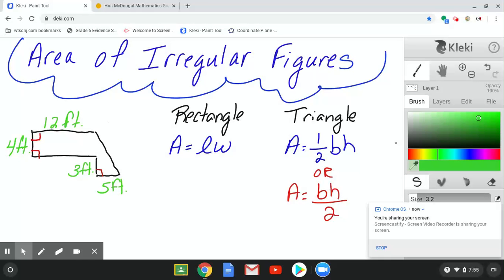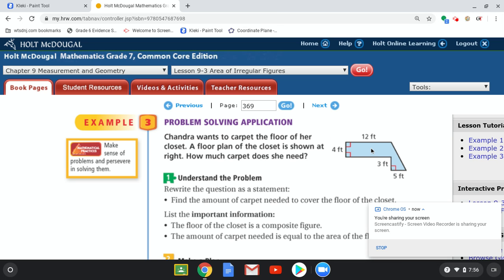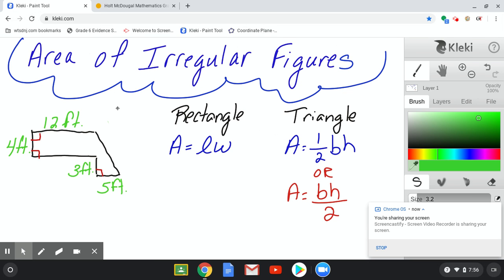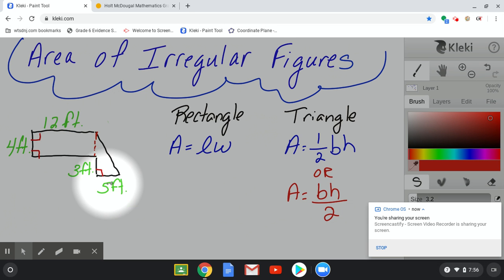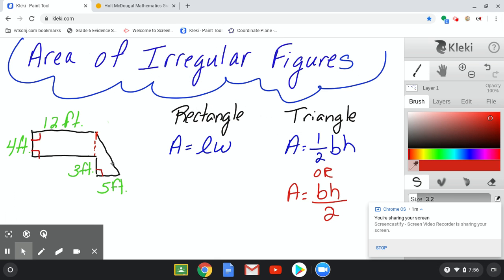This is exactly example 3 from your textbook on page 369, and I kind of duplicated the figure. It's this one right here. So this is the irregular or the composite figure that they're giving us, and we need to find the area of it. So you can kind of tell that you can make this into a rectangle and a triangle. So if we were to draw our line, you can see how this becomes the rectangle, and then this would be the triangle. Now, all we're going to have to do is find the area of each of those and then add the two areas together to get the area of the entire figure.